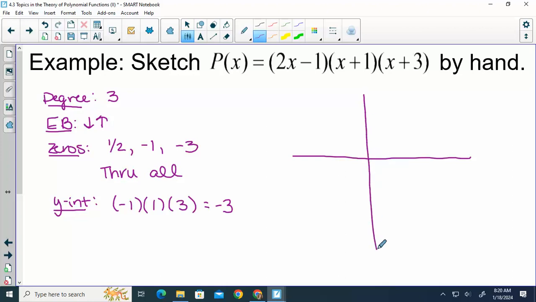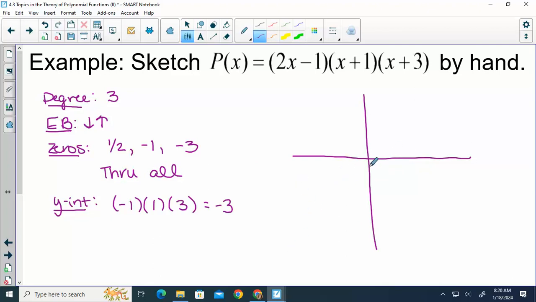graph. On a test or quiz, you would not necessarily have to just know all the steps. This would be like an A, B, C, D, E question. So I'd say part A, tell me the degree. Part B, tell me the end behavior. Part C, zeros. So I will step you through all the things I want.